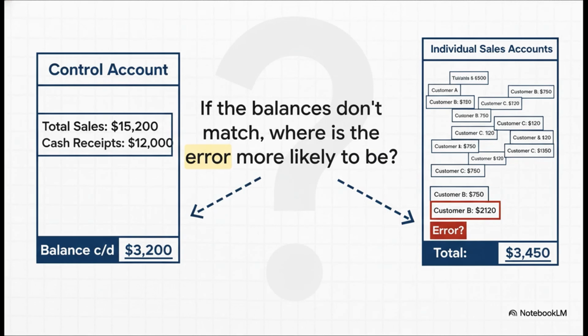So I'll leave you with this final thought. Imagine you do everything right. Your control account balances perfectly. But when you add up all the individual customer accounts, the number doesn't match. You know there's an error. Where is it? Is the error in your one neat control account summary? Or is it buried somewhere in those hundreds of individual customer accounts? See? That right there shows you the true power of the control account. It tells you that a problem exists and that the problem is in the details, not the summary. That's why they're so brilliant.